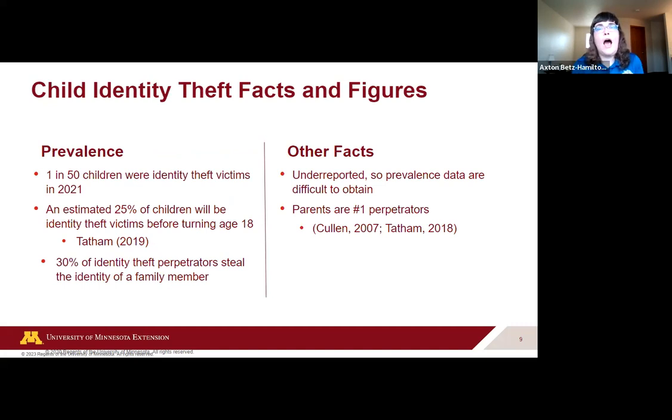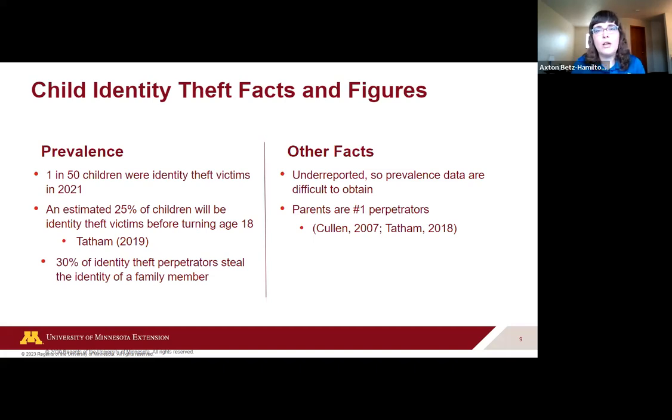So, oftentimes I get asked, well, how much of a problem is child identity theft? And I'll hear from folks and they'll say, well, child identity theft can't be that much of a problem. You can't get a credit card when you're under the age of 18. And even if it is a problem, you just call the credit card company and they cancel the card. It is actually a much bigger problem than that.